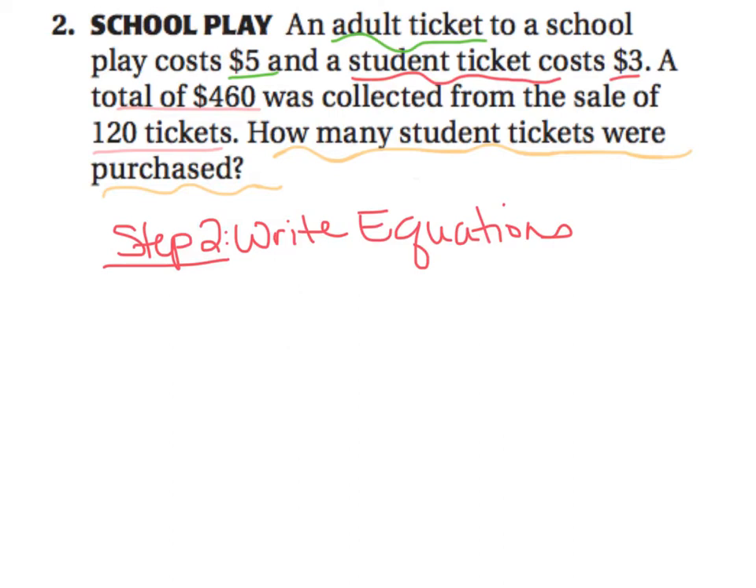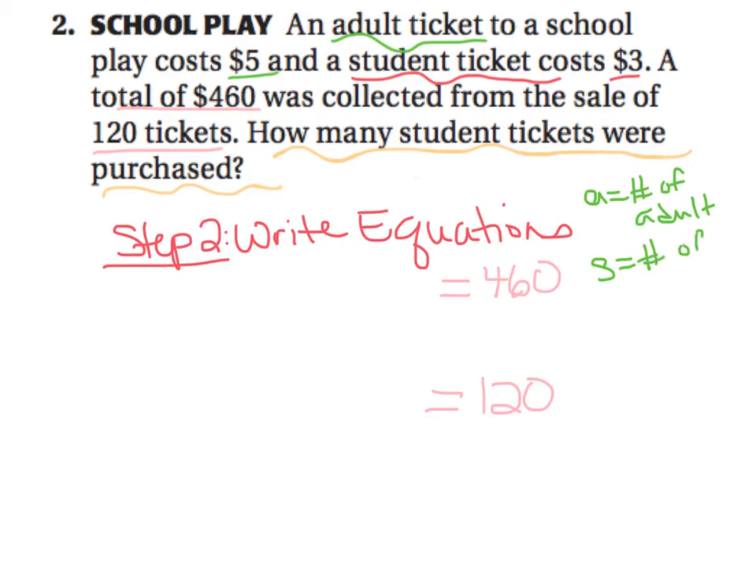So I wrote out a few things. We know that an adult ticket is $5, a student ticket is $3. The total amount of money was $460. The total number of tickets was 120. I always personally like to start by looking at the things I have that are totals. So I know I had a total of $460. I also know that I had a total of 120 tickets. I know that A is my number of adult tickets, and I know that S is my number of student tickets.